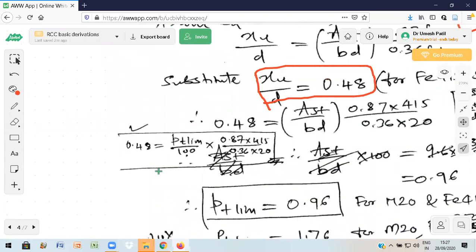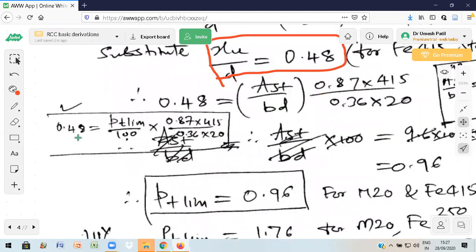Just observe this. Still, if there is a confusion, you look at this one. What I have done: 0.48 is written, Ast by bd is written as pt by 100. Are you understanding what I am telling? Ast by bd is pt by 100, because pt is equal to Ast by bd into 100. So Ast by bd is equal to pt by 100. So this is pt by 100. I have only changed pt to pt limit. So you have to start from the basics: pt is equal to Ast by bd into 100.